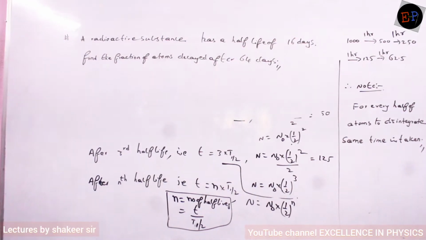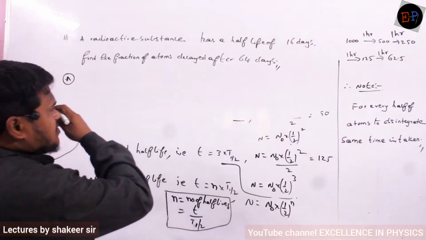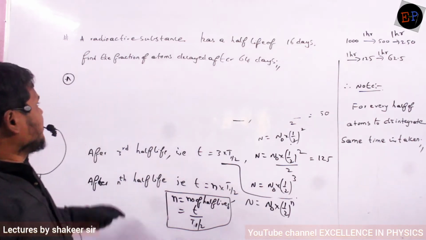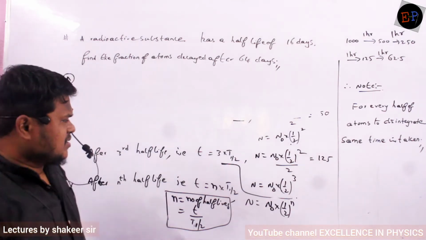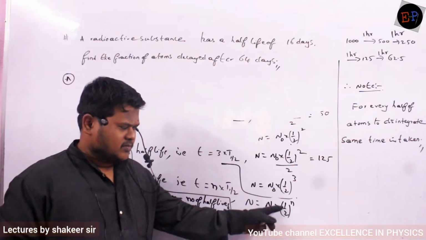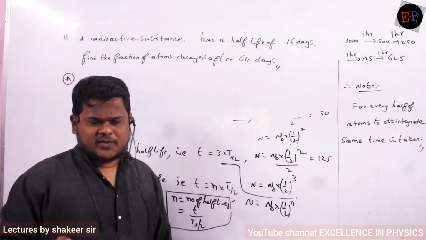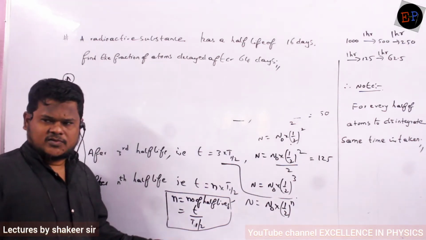When solving new problems, okay? Now see, this is the given question. A radioactive substance has a half-life of 16 days, and find the fraction of atoms decayed after 64 days. The formula we have already studied: N is equal to N naught times (1 by 2) power n. And what is meant by n? Total time divided by half-life. This also we know.